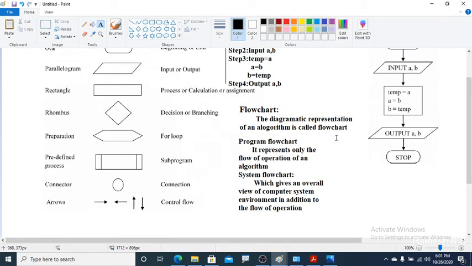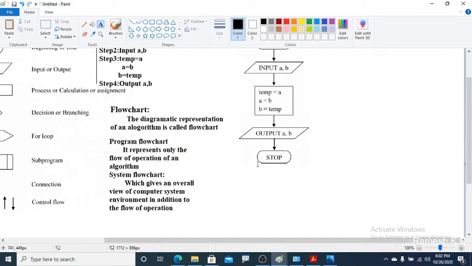Suppose in the overall design we have a lot of interlinked problems, and we include all of them, and also we include the subproblem explanations in a diagrammatic way. That is the system flowchart, which gives an overall view of a computer system environment in addition to the flow of operation. We combine the computer system environment as well.